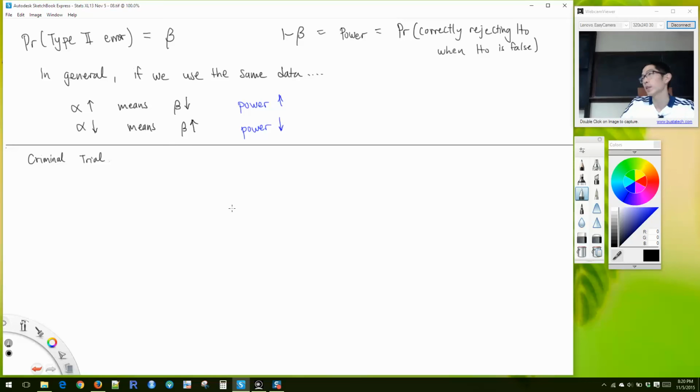In a criminal trial, what is our null hypothesis and what is our alternative hypothesis? One of them is that the defendant is guilty, and the other is that the defendant is innocent. Which is the one that we assume to be true, and we use our evidence against that? We assume innocence, right?